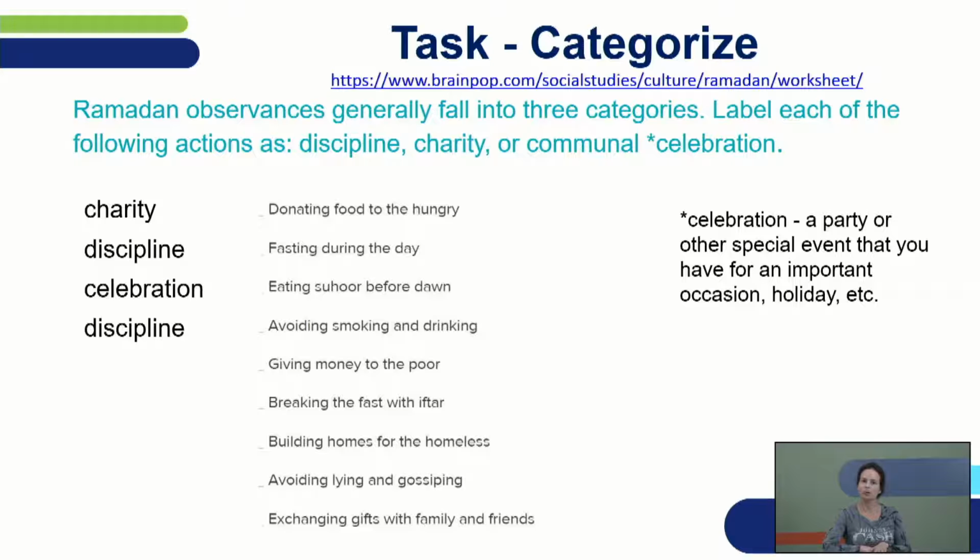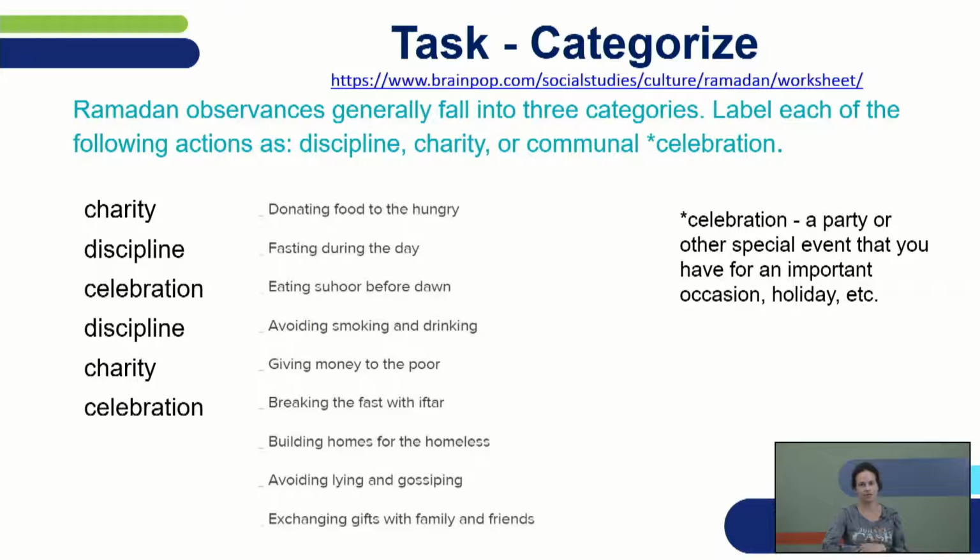When you give money to the poor, this is charity. You're helping the poor by giving them money. Breaking the fast with iftar, this is celebration, okay? Iftar, if you remember, it's at nighttime. It's how you break the fast with your friends and family. You eat, you're partying, you're celebrating, you're enjoying.